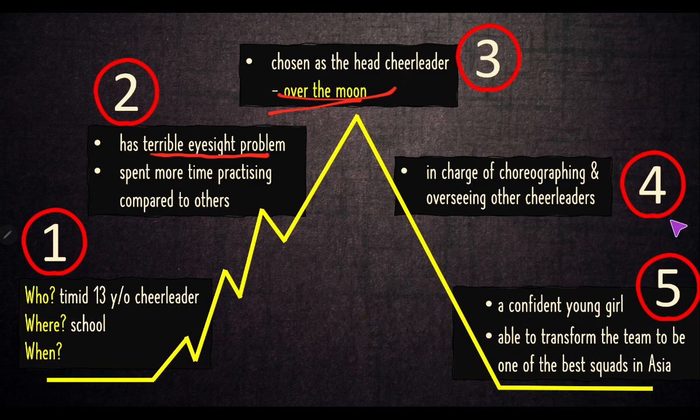And then number 4, what happens after that? What is the solution? You are in charge of choreographing and overseeing other cheerleaders because you are their head, right? So you are in charge of a lot of things now, which is good for you. And then number 5, so this is actually what you achieve. Okay, becoming the head cheerleader is what you achieve. And then the closure, the impact: from a timid girl, you become a confident person. And then you are also able to transform the team to be one of the best squads in Asia.